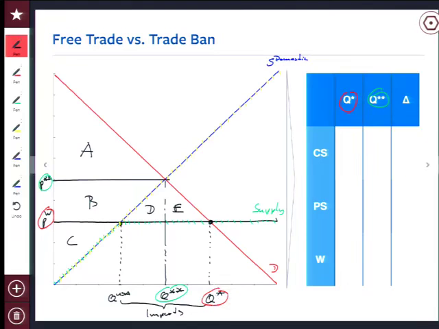Relevant price is PW, and you have demand. So it's the area between demand and the price paid for all units over the range of consumption. So at Q star, the consumer surplus is going to be A plus B plus C plus E.